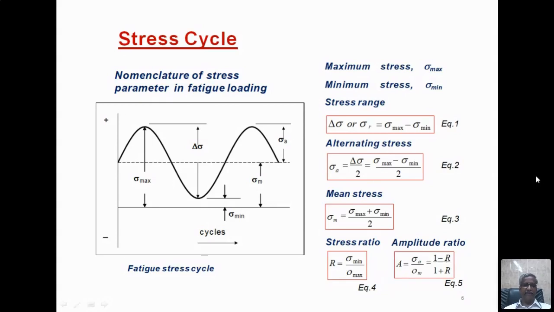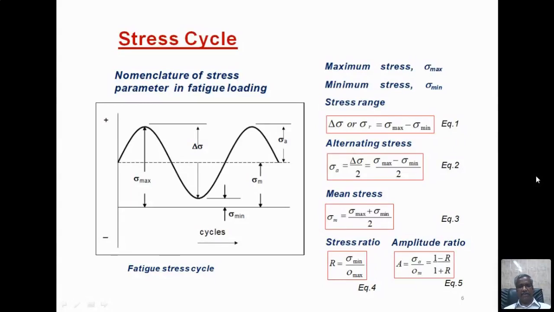If you see the y-axis, the y-axis is stress. The stress is varying from plus to minus. Plus means it is a tensile stress, minus means it's a compressive stress. But this stress cycle is fully in the tensile stress region alone. There is no compressive stress here, because the compressive stress is not as significant as the tensile stress as far as fatigue is concerned. I will come back to why compressive stress is not significant, I will explain later. Here, this curve is a stress cycle. It looks like a sinusoidal curve.